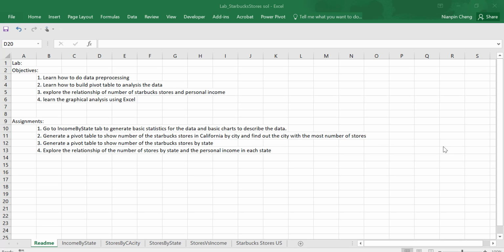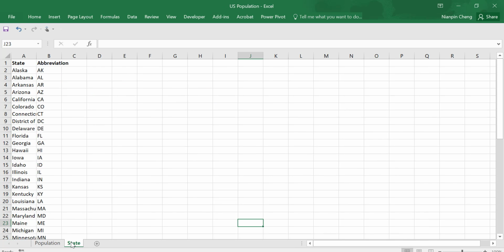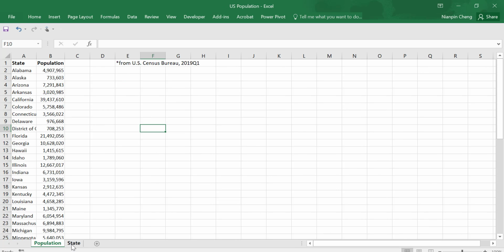Hello. So this is for part 3 of lab 2. We will work on exploring the relationship of the number of stores by state and the personal income in each state. So in order to finish part 3, you need more data, which I already posted on Canvas, the file called US population. If you download the file here, you can insert these two worksheets.